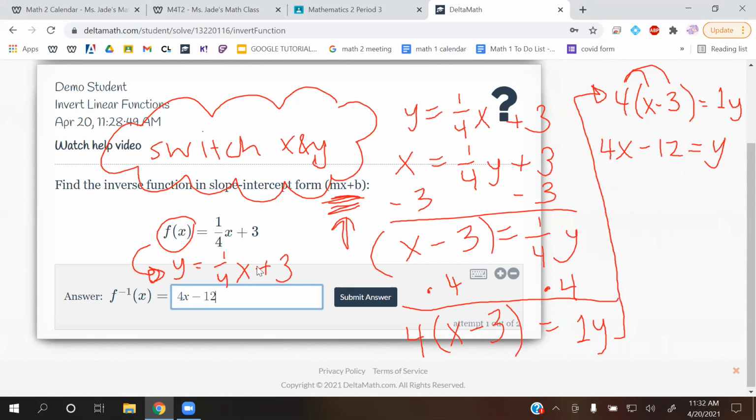I guess technically the last step would be to replace the y with the f inverse of x. So you see these symbols? Instead of f of x, which is the original, you have this little -1 here. And this little -1 that looks like it's an exponent is not an exponent. When you put f and then you put the -1 to the top right corner, that's f inverse. That's how you write inverse. So you would say this as f inverse of x. This is f of x. This one is f inverse of x. That's what the -1 is. It's the inverse. So then we put it into mx plus b form. So 4x minus 12 goes in our answer box because that's what we got over here. All right, any questions? Let's submit.